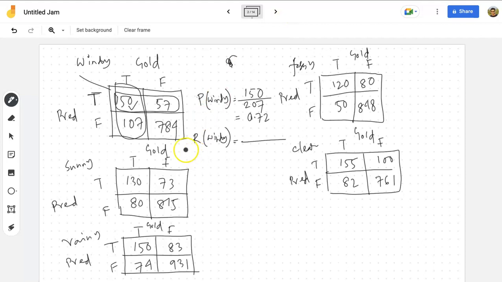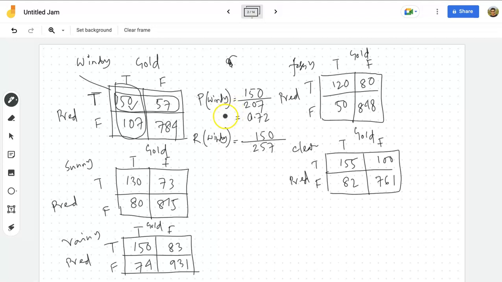So the total number of times it is actually windy. So what is this value? It is 150 plus 107, so it will be 257. And what is the numerator? The numerator will be the same. So among these 257, how many times did your prediction predict it as windy? It will be 150, the same.